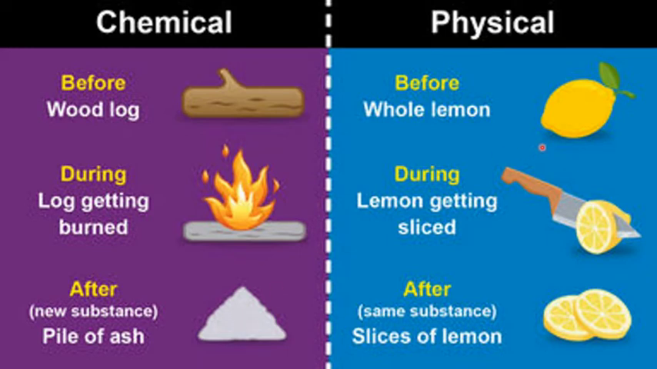On the other hand, if we take a lemon and cut it into various pieces, then it is an example of a physical change because before also it was a lemon and after cutting also it's still a lemon. So like this, we can clearly tell that the change is chemical or a physical.